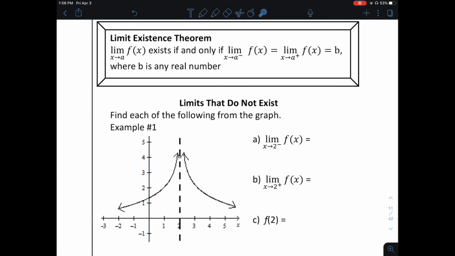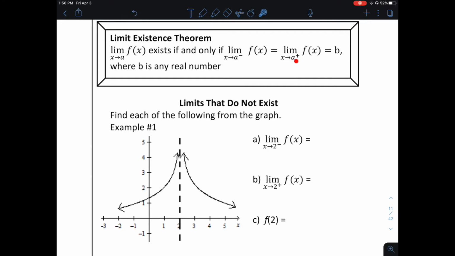Oh, our first theorem. Exciting stuff. The limit existence theorem. The limit of f of x as x approaches a exists if and only if, which means we can read this forwards or backwards, the limit of f of x as x approaches a from the left is equal to the limit of f of x as x approaches a from the right, if those both equal the same number, and that number is a real number.